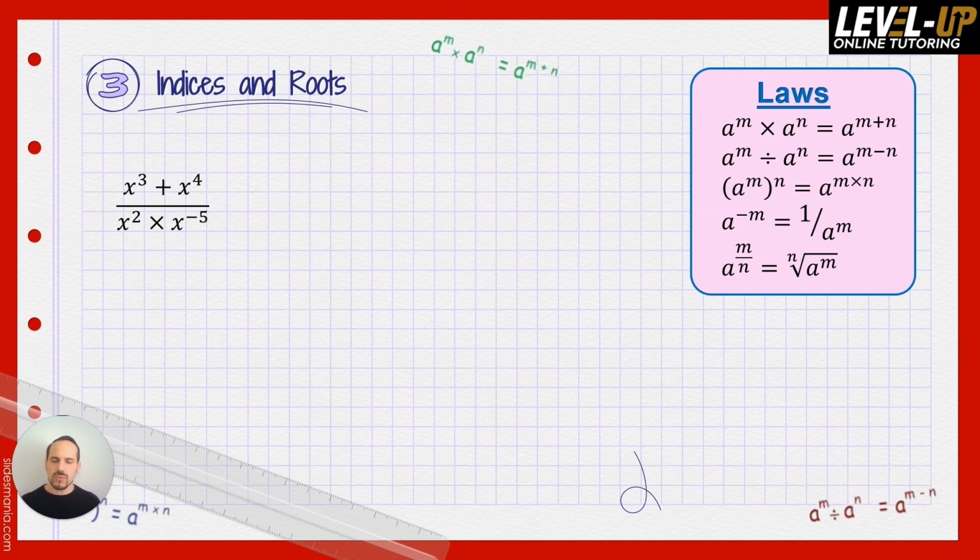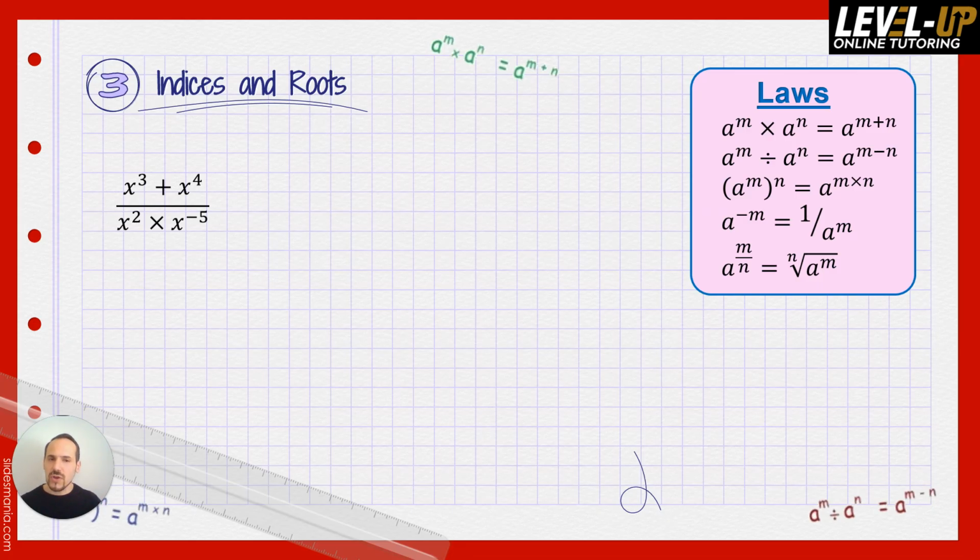So say if we take something like this and we're trying to simplify this expression, how would we do this? We need to use our indice laws. So we need to think which indice laws can we apply here? You look at the numerator, there's not really much we can do there: x cubed plus x to the 4. There's no way of combining those. But on the bottom, we've got x squared times x to the minus 5.